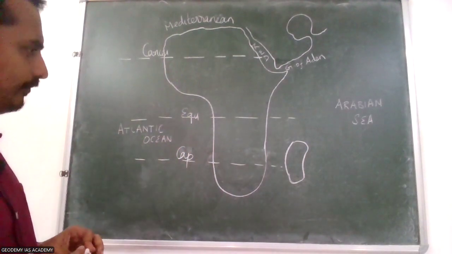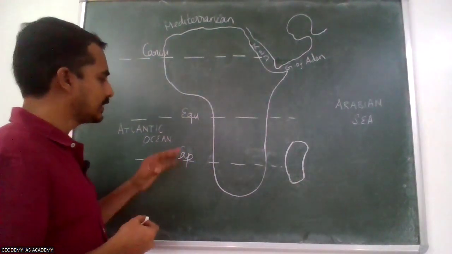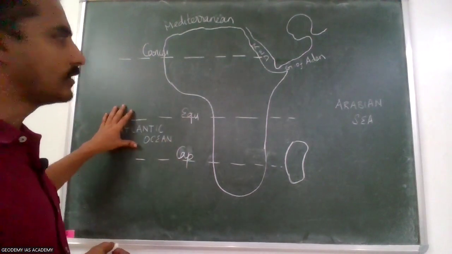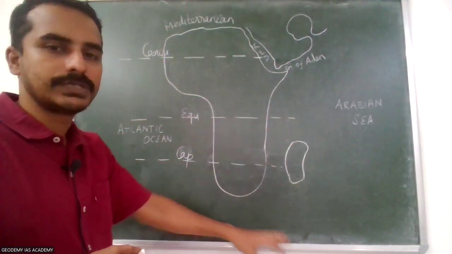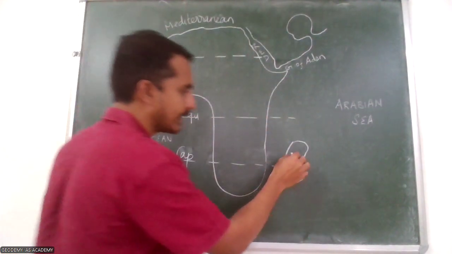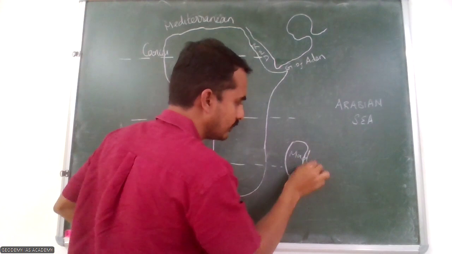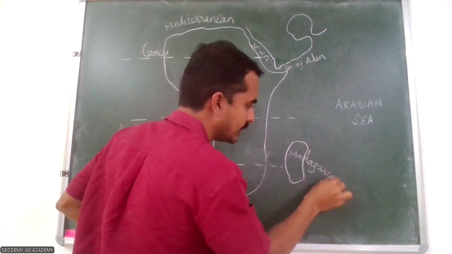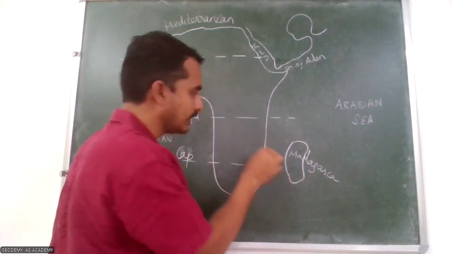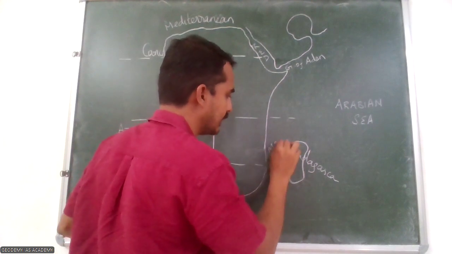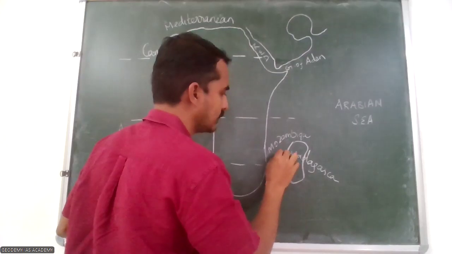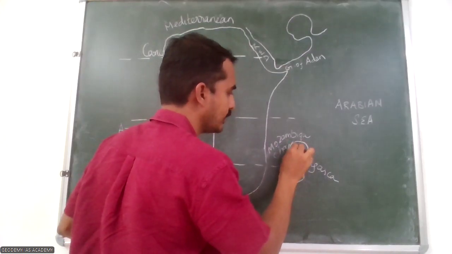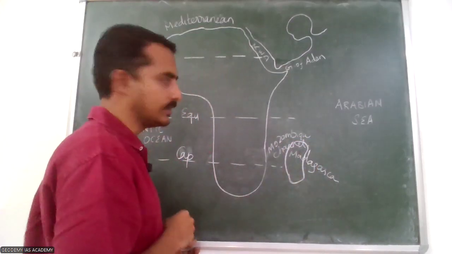First, the surrounding regions. On this side is the Atlantic Ocean, and we know the Mediterranean Sea, Red Sea, Arabian Sea, and Indian Ocean here, and this is Madagascar Island. Between Madagascar Island and the African mainland is the Mozambique Channel. The country Mozambique is here, so this channel in this part is the Mozambique Channel.